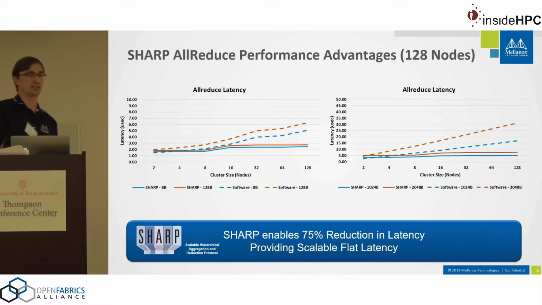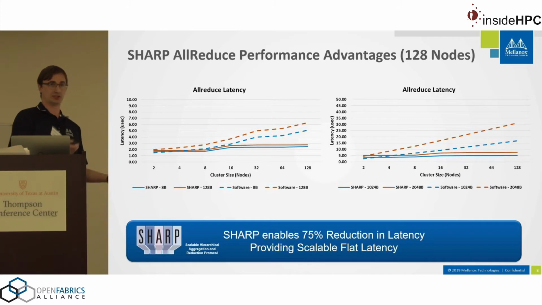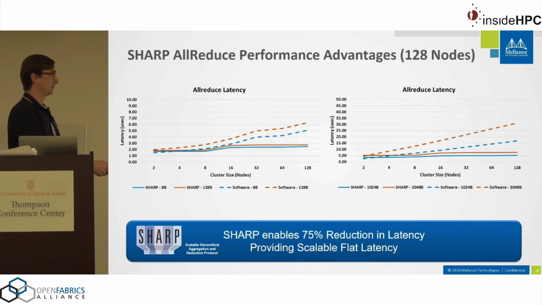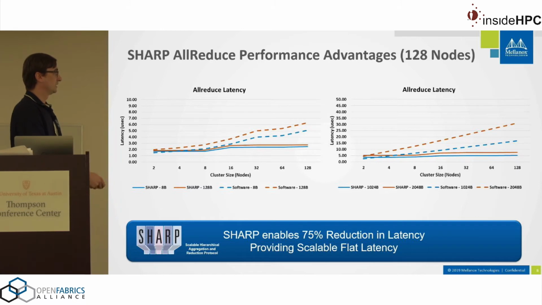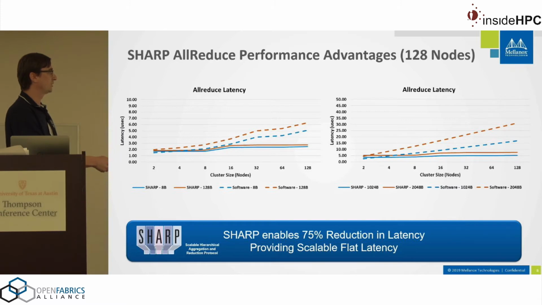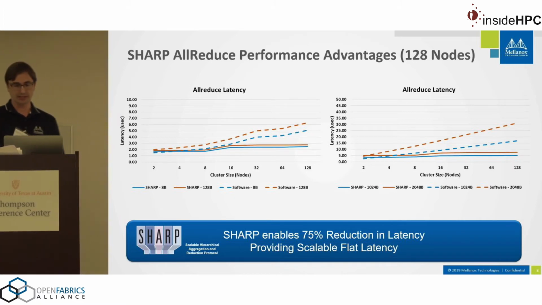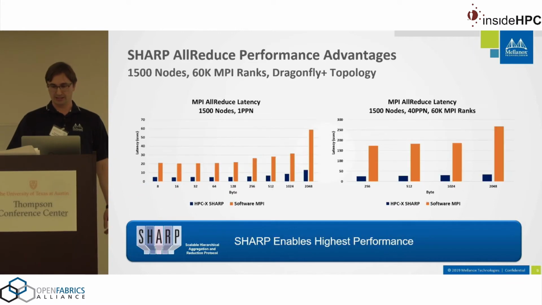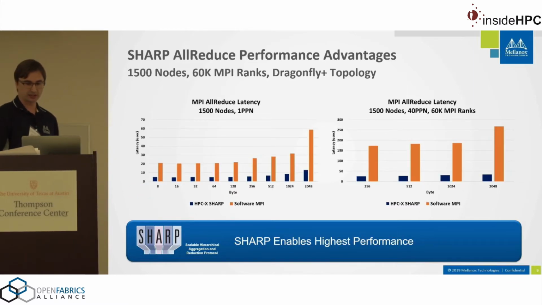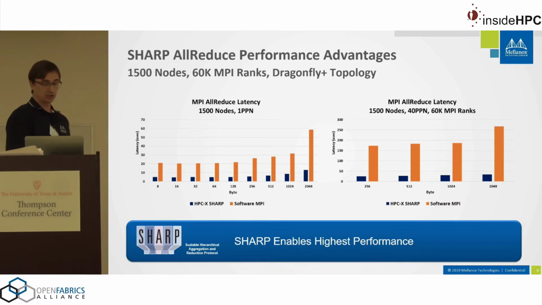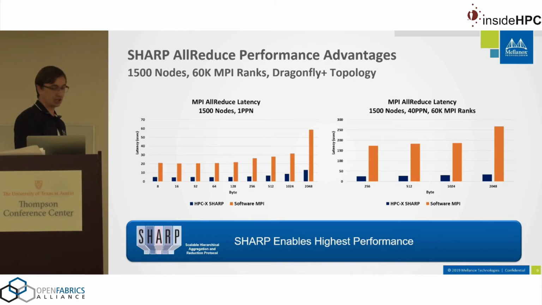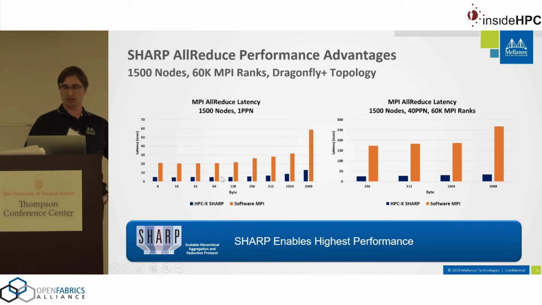For large messages, because the data has to be processed on every compute node versus SHARP where it's processed in the network, the difference is even more dramatic. So on a cluster of 128 nodes, for 1K and 2K, you clearly see the difference in performance between a host-based and a SHARP-based solution. Now, 128 nodes is nice. Here, I present a large-scale example measured at the University of Toronto. You can observe the SHARP-enabled reduction maintains a significantly smaller increase in latency as you scale out.